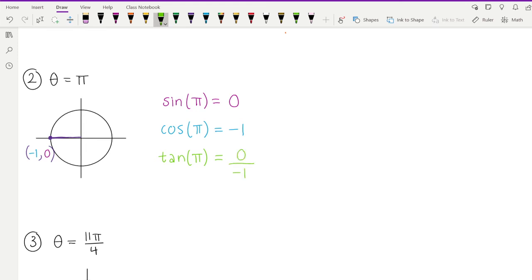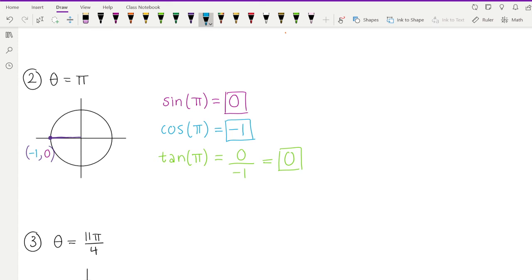So what is that equal to this time? Well, 0 divided by a number, that's not undefined unless it's 0 over 0. So 0 divided by -1, there's nothing wrong with that. That's just equal to 0. So important fact to remember, dividing by 0 gives you an undefined result, but 0 divided by a number is okay. And so tangent of pi, it's not undefined, it's just 0.